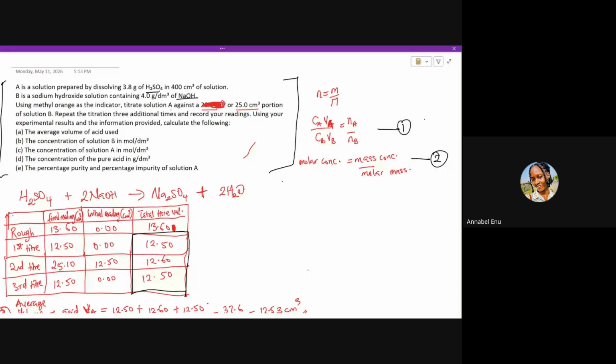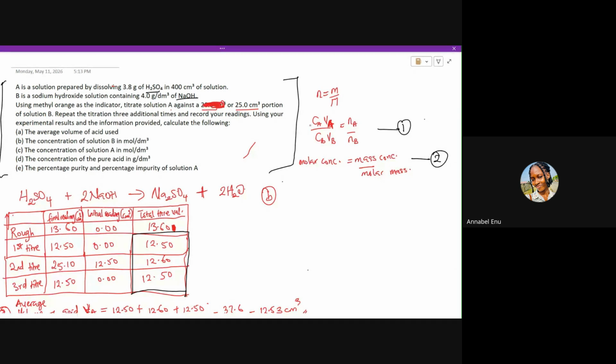All right, now how do we know which of the formulas we are going to use? They said our answer should be in mole per dm cube. That is key. That is a key way for us to get our answer in this case. So that is our B. This is how we solve our B. So for our B, concentration of solution B.